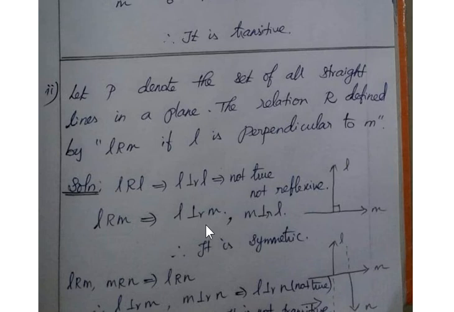It is a single line, so we cannot say it is perpendicular to itself. So L related to L means L is perpendicular to L, we would have to say. That is not true. Therefore it is not reflexive.